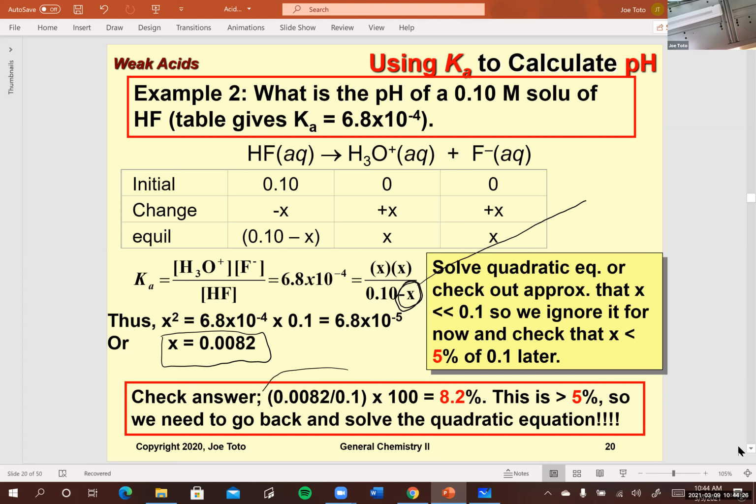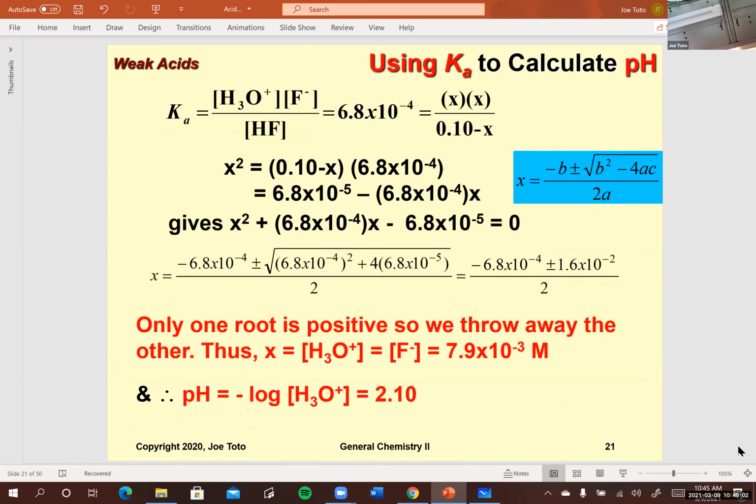And so we have to divide that by what we neglected to subtract it from over here, times it by 100, and we see, uh-oh, it's too high. It's above the 5% rule. Not by much, but it is above the 5% rule. So we can't use this answer 0.0082 for x, and therefore we can't calculate the pH from that. We have to go do the quadratic. So let's see how the answer changes. That's on the next slide.